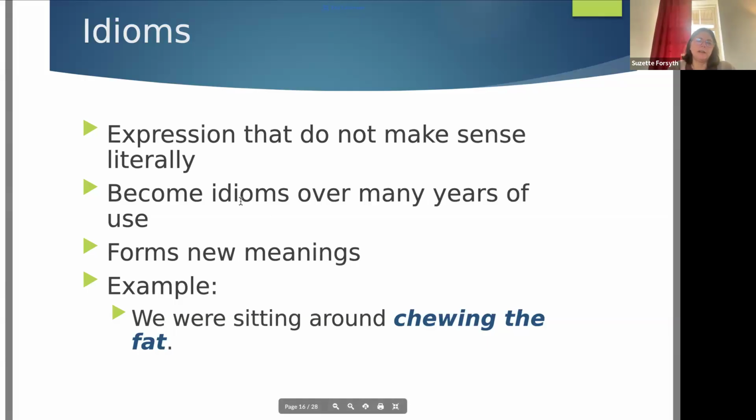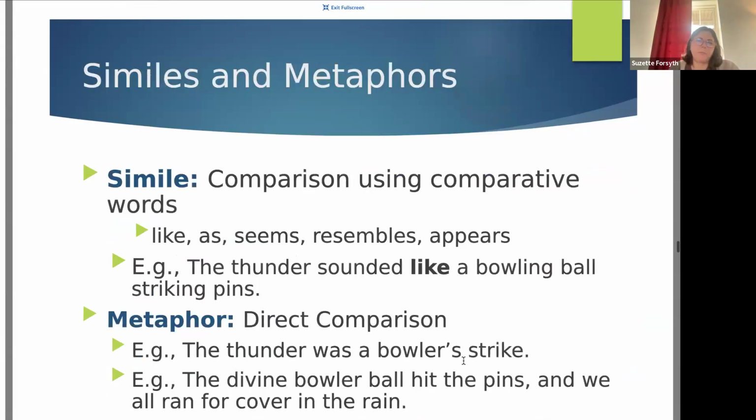So they come into use over many years. Like somebody starts using it, and over the years, more and more people become exposed to it, and then it becomes something that people understand, an idiom that's recognizable. So again, it's figurative language because it doesn't make sense literally. If I say I ran into so and so and we sat around and chewed the fat for a while, there was no fat involved. There was no chewing involved. There was only talking. So you can't look it up.